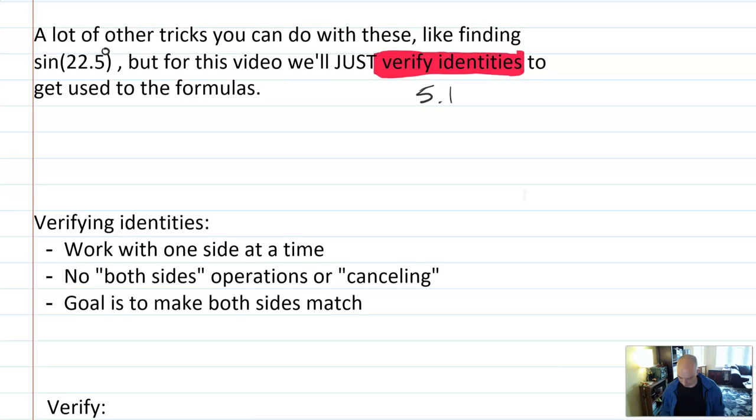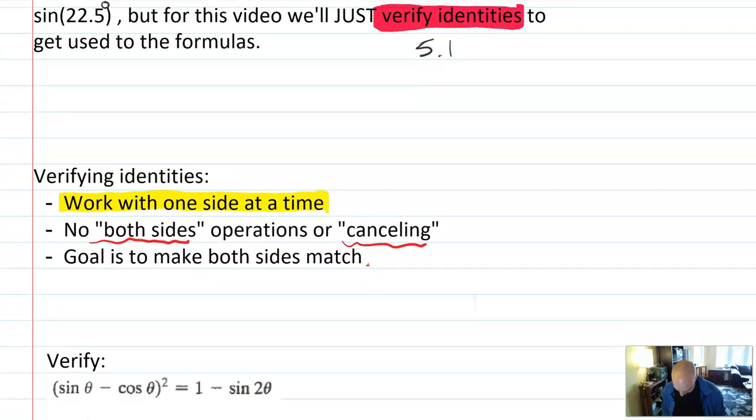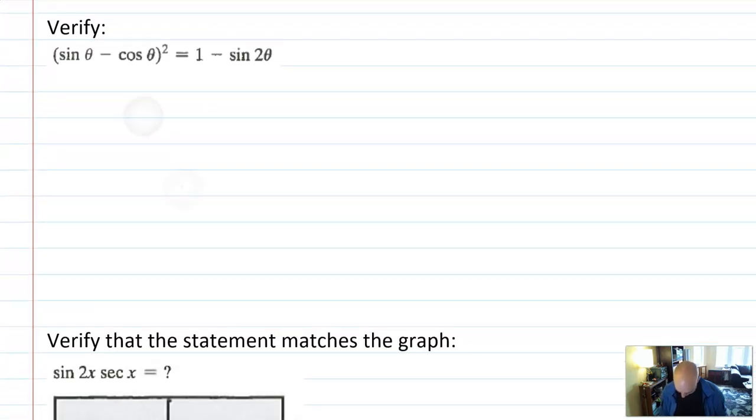Just to recap, here are the rules. When you're verifying identities, you can only work with one side at a time. You can work with the left, you can work with the right, but you can't cross the sides. Both sides operations, like multiplying by sine x, or canceling, like dividing by cosine x, are not allowed. See my video on section 5.1 for a little more on why that's true. Your goal in the end is to make both sides match. So they need to be equivalent in some way through an organized set of steps. That's it. So with that in mind, let's look at verifying an identity.